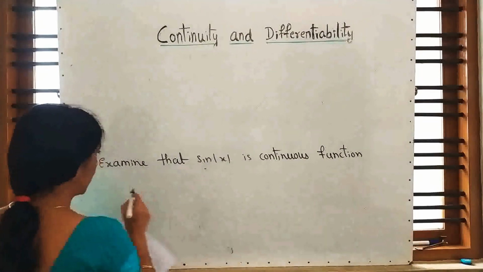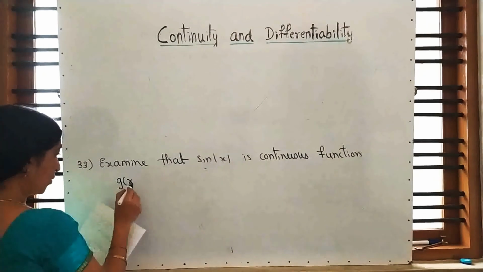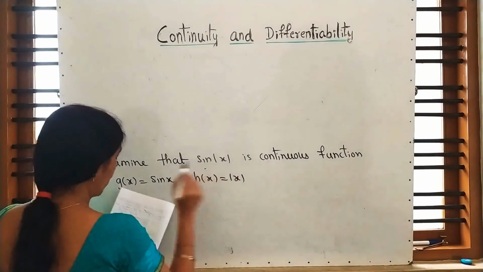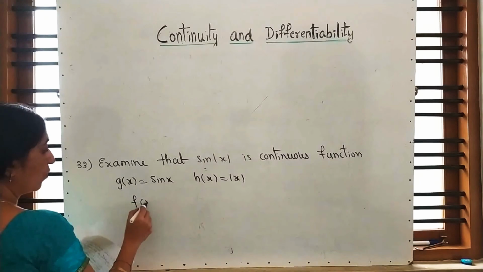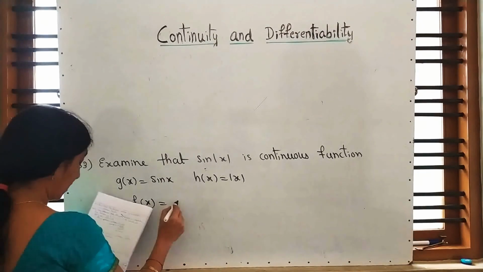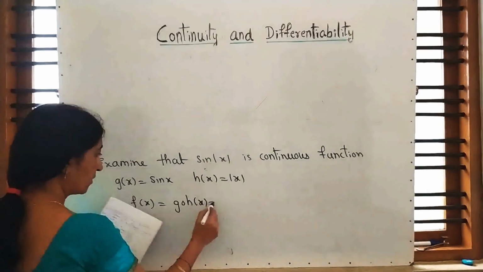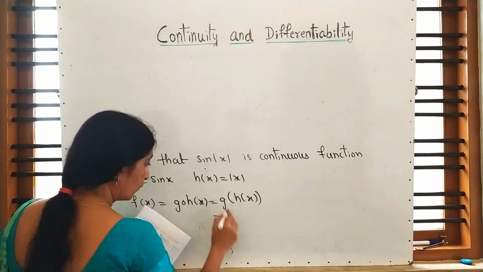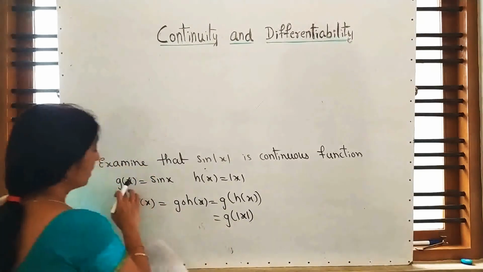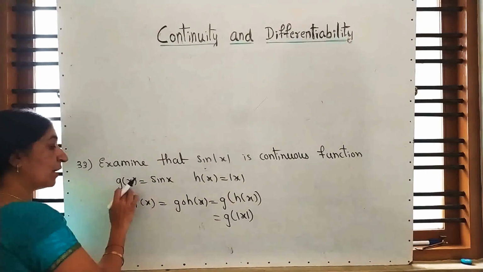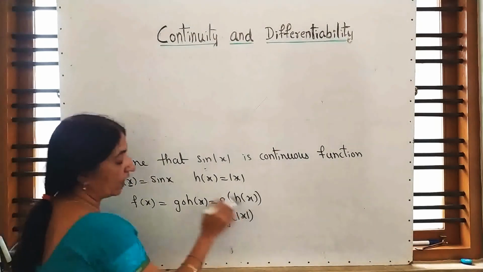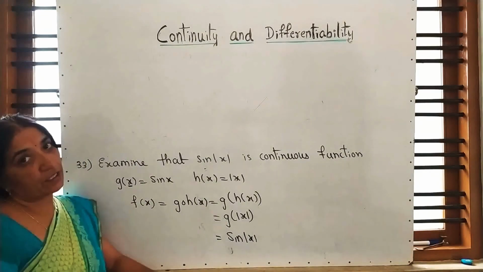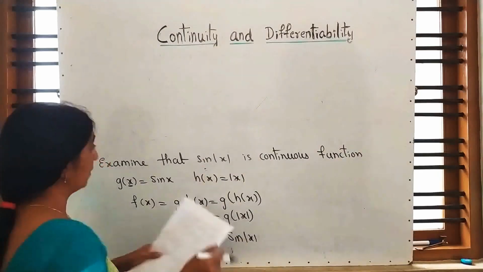See how you split it. g of x I am splitting as sin x and h of x I am splitting as mod x. How do you write then? f of x is nothing but sin of mod x. That I am writing as g of h of x. g as it is. What is h of x? h of x is mod x. g of x is sin x. That means whatever the value is, that value comes as an angle. Here in place of the angle what do we have? Mod. Sin of mod. So students, can you write the conclusion? Yes, write down the conclusion by yourself.